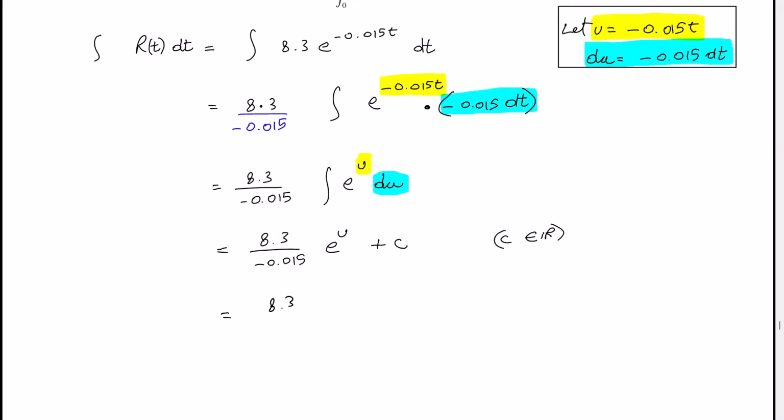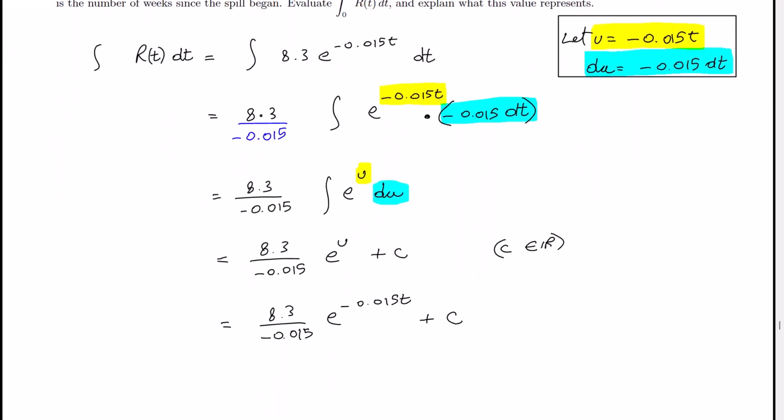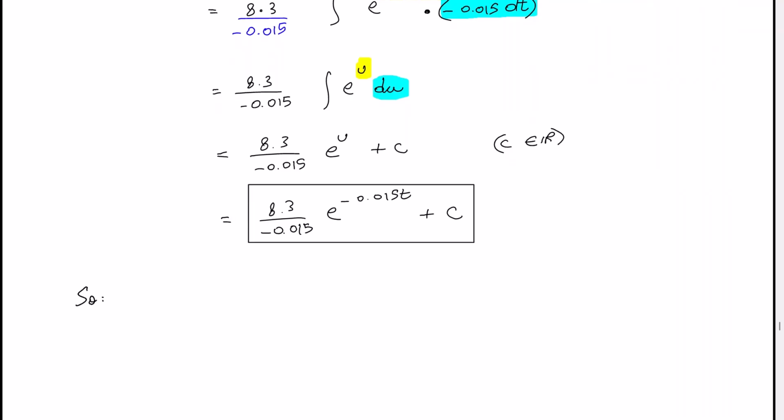The u in the first place was negative 0.015 t. So this would be the answer if my problem had just an integral that was not a definite integral. But I definitely have a definite integral, so how can I use the solution to find the solution to the original problem?